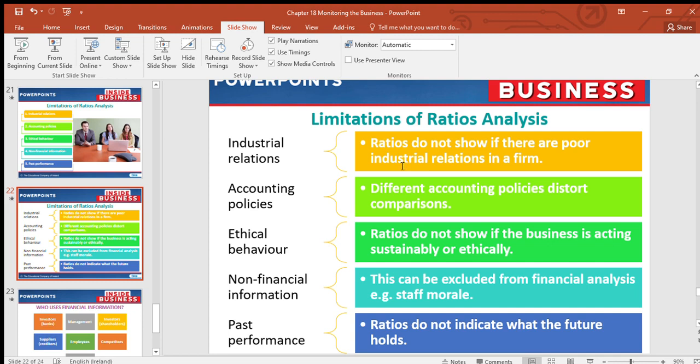Industrial relations is the employer-employee relationship. Ethical behavior, obviously, if there's a company that's just dumping their rubbish at a local lake or something like that, and they're doing all these things that are unethical, and they're making loads of profits, but behind it all they're making unethical decisions. Maybe that could get found out in years to come, and that could damage the company. So you can take this stuff down.